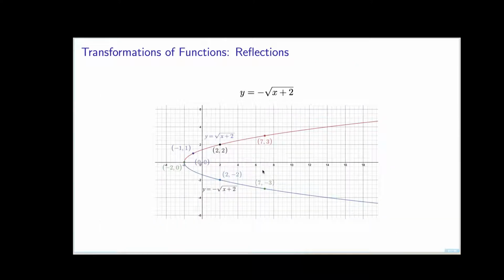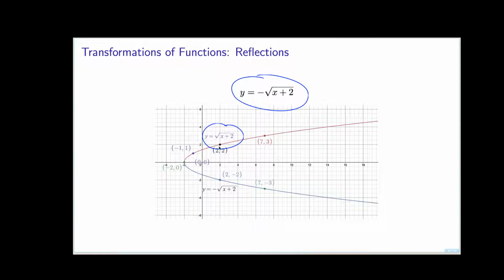Finally, let's use this to do some reflections. So how do I graph y equals negative root of x plus 2? My negative is on the outside, which means I'm taking my original root x plus 2 graph and I'm multiplying all the y values by -1, or I'm flipping over the x-axis. So my (-2, 0) just stays where it was. But then my point (2, 2) flips down to (2, -2).